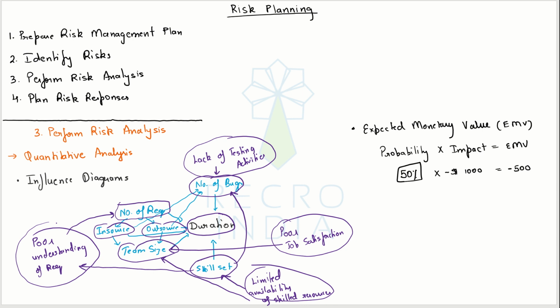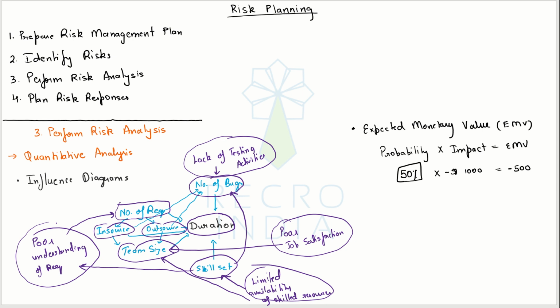And likewise we can keep doing the same calculation for the other nodes also, and that will help us to determine the overall impact. Although in this case we are considering the monetary impact, we can consider the duration impact also. So I hope influence diagrams and expected monetary value was clear from this video.